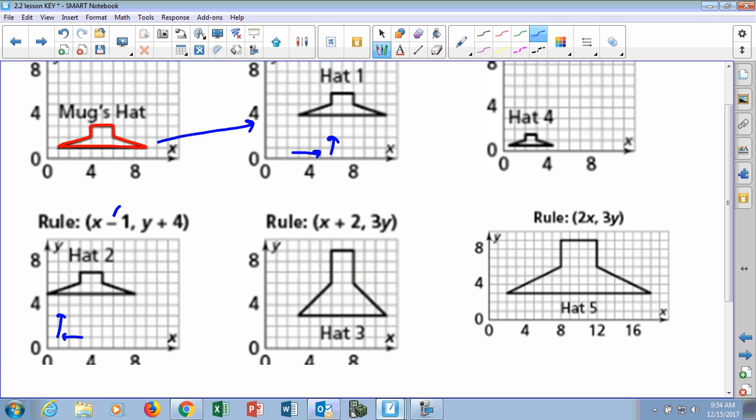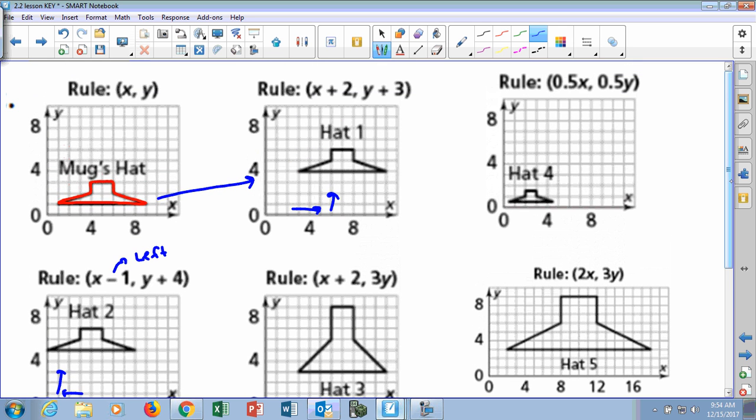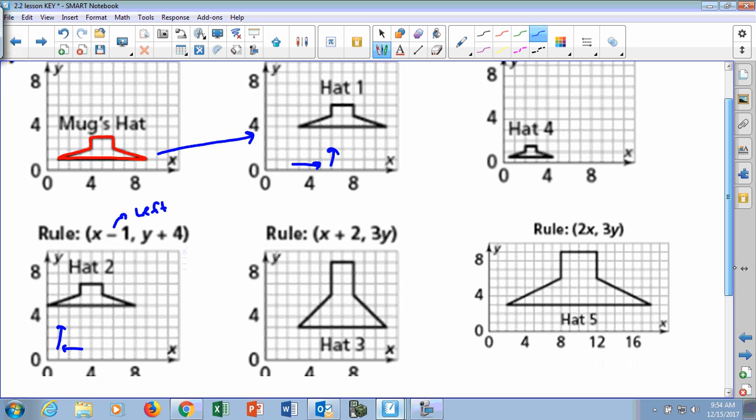Because again, that minus sign is going to go left. Okay? Up here, the plus sign made you go right. For the y's, the plus sign will make you go up. So what would the minus sign make you do? What do you think the minus sign would make you do on the y's? If it was y minus, I don't know, 3. You would go down. Good. All right, so hat number 3. What do you see as the difference with hat number 3 to Mug's hat?